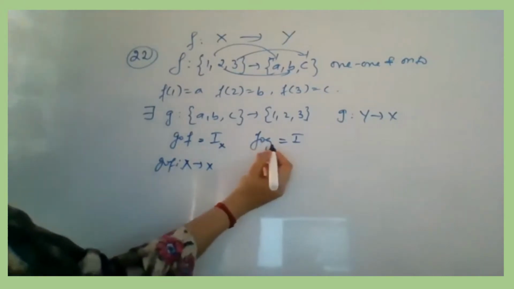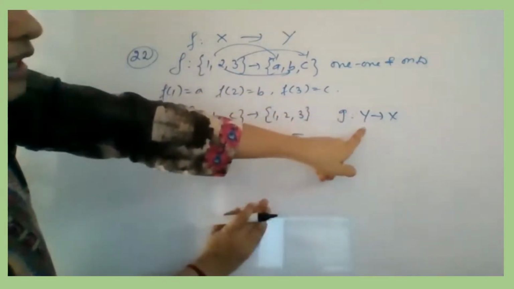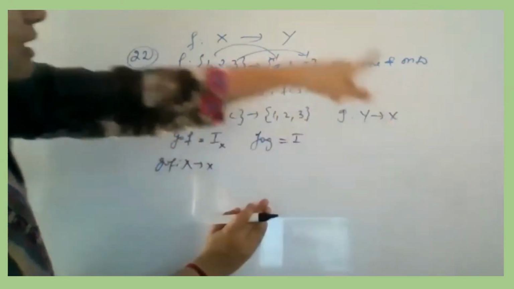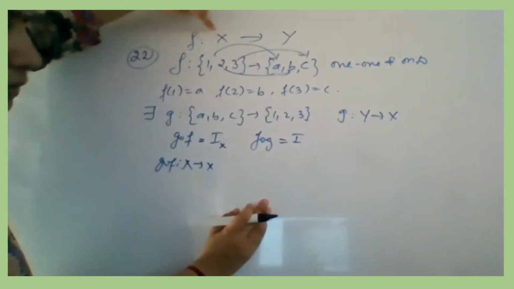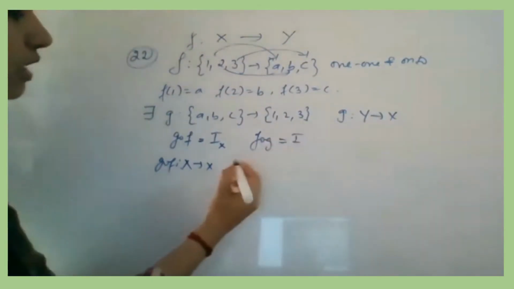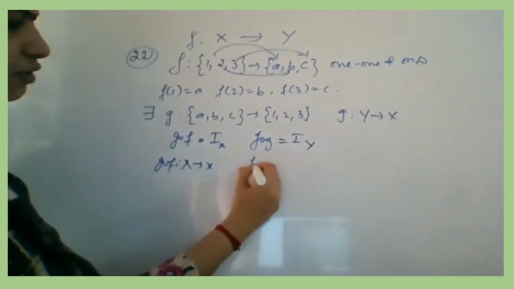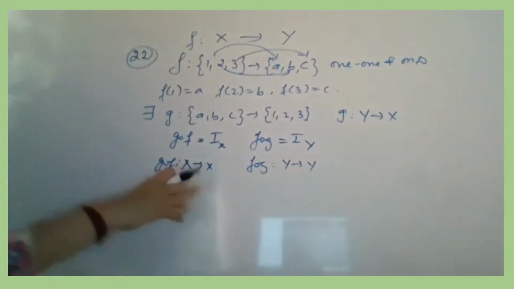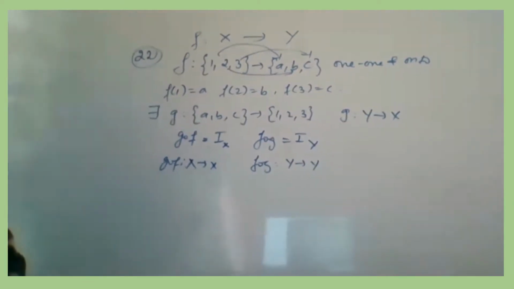And when you take F composition G, it is starting from G and G is from Y to X, you will take an element from Y, reach X, and then again apply F, which is from X to Y. So that will be your Y to Y. Therefore, it is I suffix Y. So F composition G is from Y to Y. This is clear? Now we will just prove it. Prove it in the sense we are just showing that it is giving you the result or not.